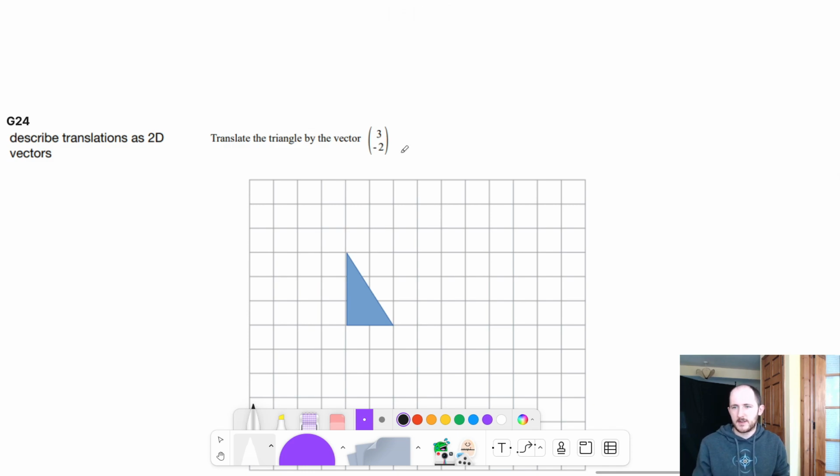The top number tells me how far right or left I go. The bottom number tells me how far up and down I go. Positive numbers means right and up. Negative numbers means left and down. So we're going 3 to the right, not left, and we're going 2 down, not up.